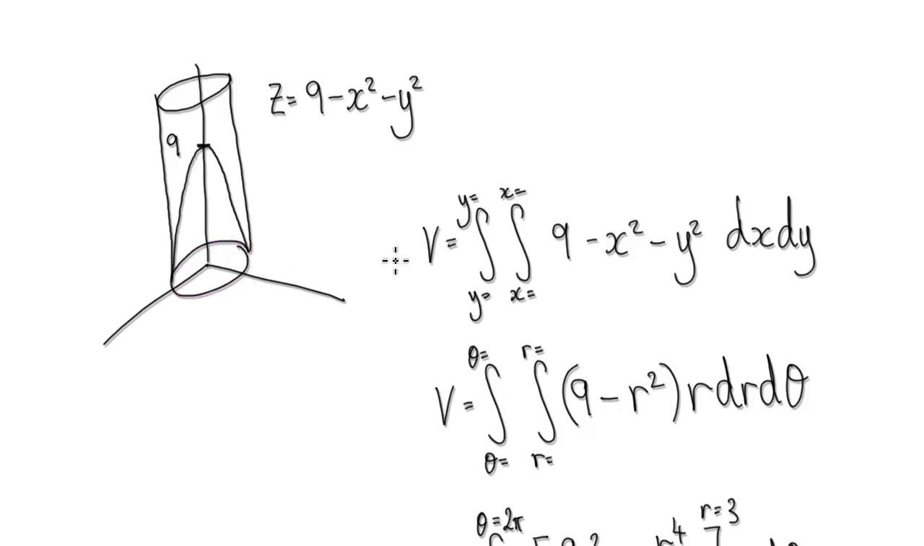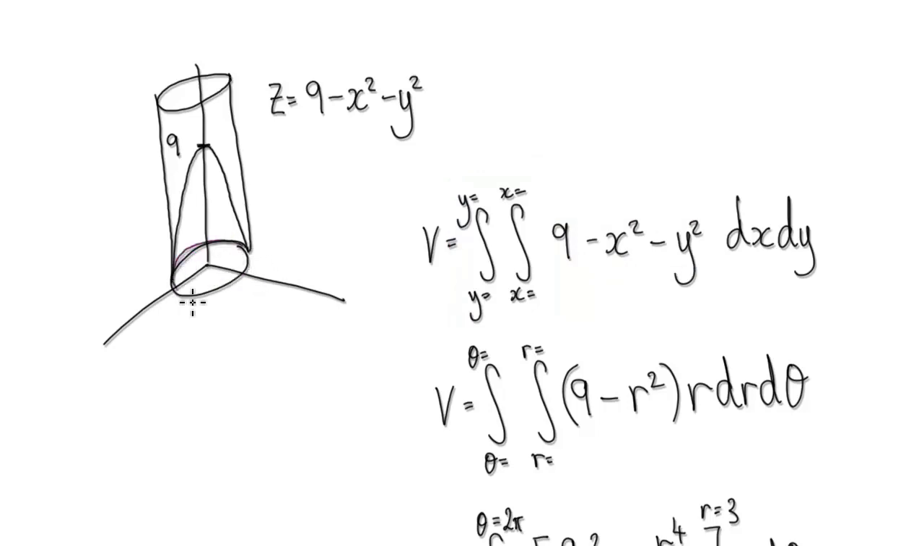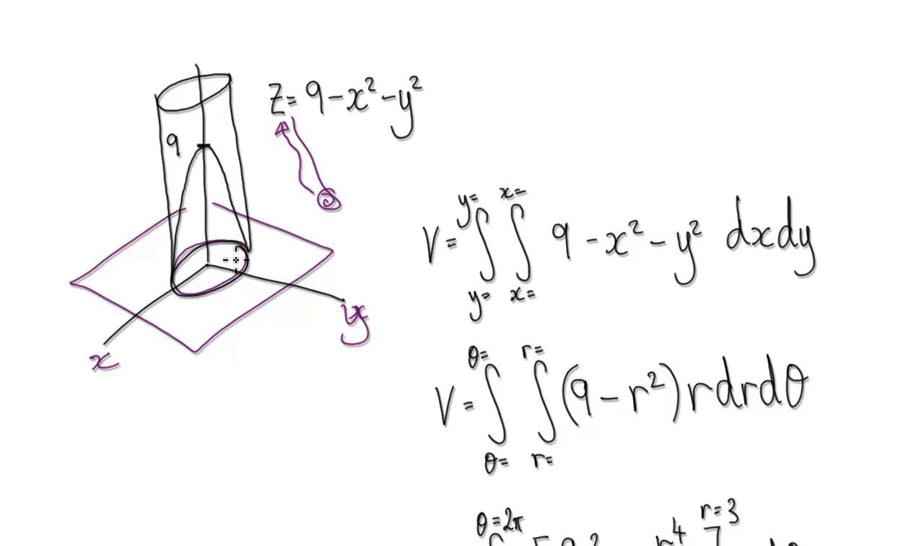So we need to find the volume first. The volume is given by the surface, and we need to establish our region. Our region is this circle here, and you can find the equation for this circle by putting 0 into the z, because here is the xy plane. Put 0 into here, and then it will give you an equation of that circle, which is x squared plus y squared equals 9. So you can see that the radius is 3.